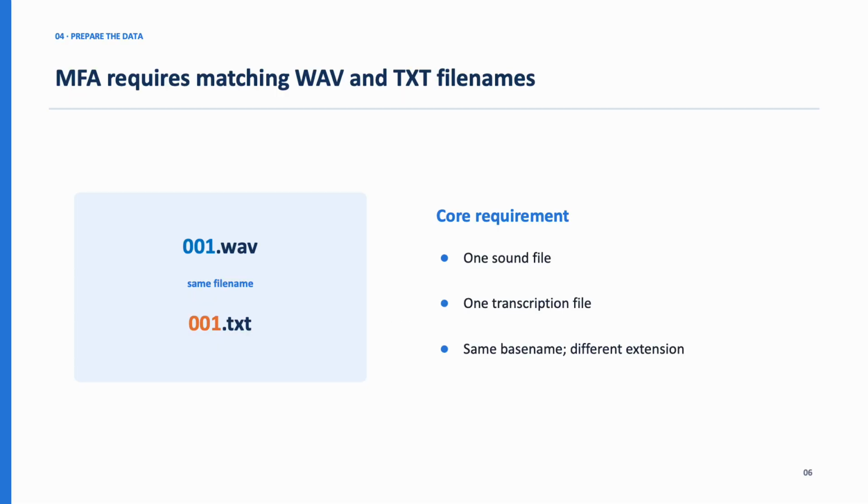Now let's prepare the data. MFA basically requires WAV files and text files. For example, 001.wav and 001.txt. The file name must be identical. Same base name, different extension.